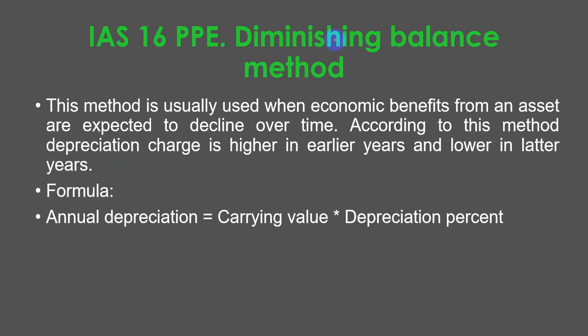So, another example we have diminishing balance method. That's another method of depreciation. This method is usually used when economic benefits from an asset are expected to decline over time. According to this method, depreciation charge is high in earlier years and lower in later years. So the formula will be annual depreciation equals carrying value times depreciation percent. So let's look at the example.